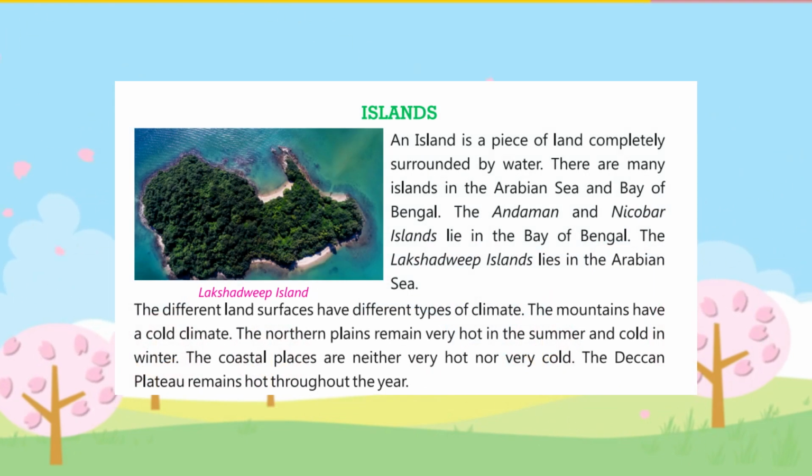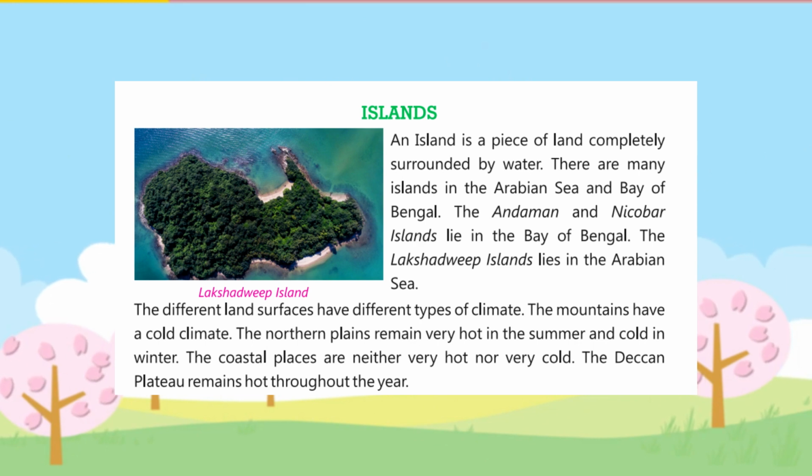Islands. An island is a piece of land completely surrounded by water. There are many islands in the Arabian Sea and Bay of Bengal. The Andaman and Nicobar Islands lie in the Bay of Bengal. The Lakshadweep Islands lie in the Arabian Sea.